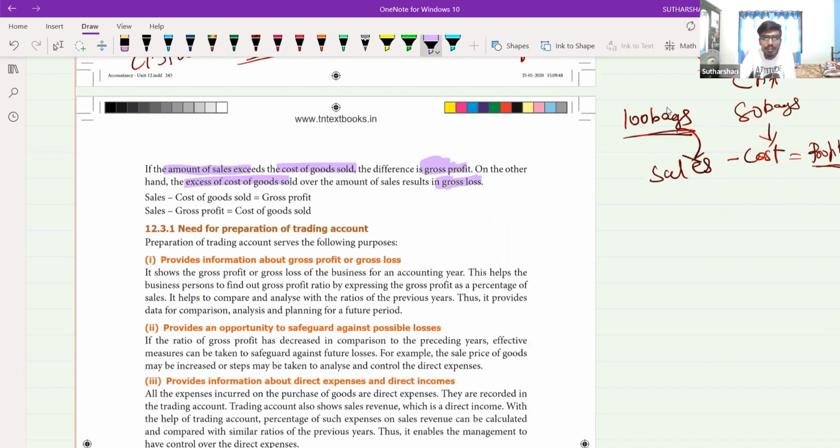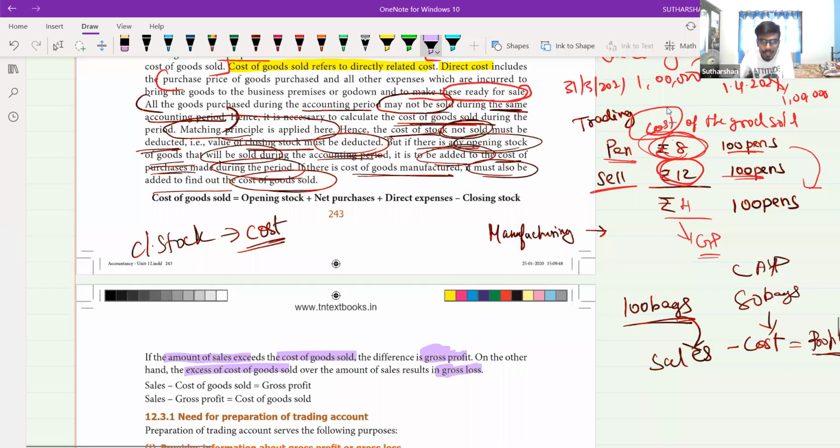What is the formula they have given for cost of goods sold? Opening stock plus net purchases. Net purchases means purchases minus purchase return. That is net purchase. Okay, read this and keep it separate. Plus direct expenses minus closing stock.